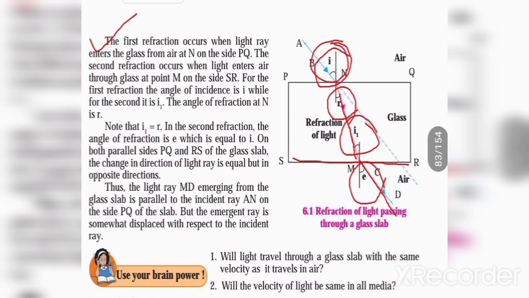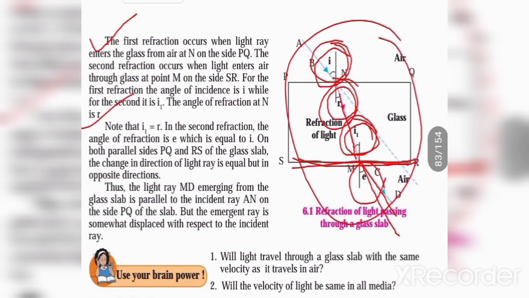That means we get four angles. First, the angle of incidence from the rarer medium to glass. Again, from the glass, the ray is incident on the other side, SR. Here is the angle of incidence again, I1, and after that from the SR side it emerges out, that is E, the angle of emergence. All this information is given here.